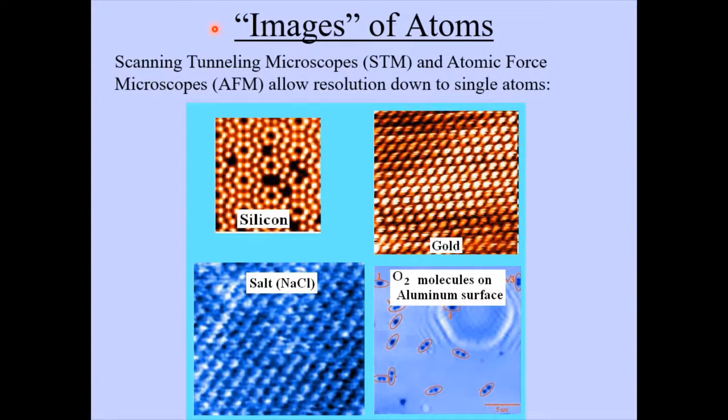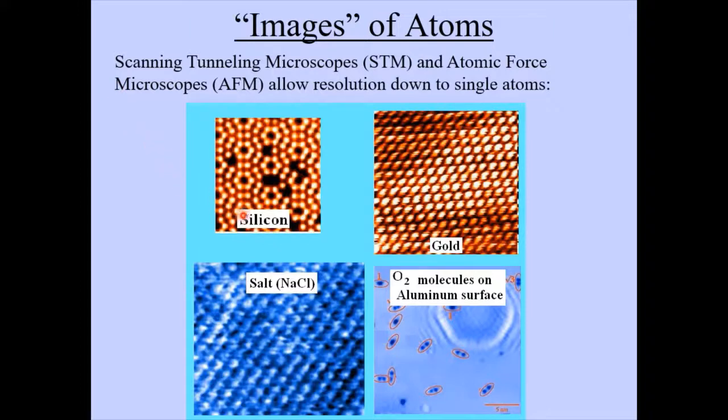Here is our last slide of our chapter on atomic structure and the elements. These are some images made of atoms using a tool called a scanning tunneling microscope, or STM, and also another one called an AFM, or atomic force microscope. These allow resolution down to single atoms.